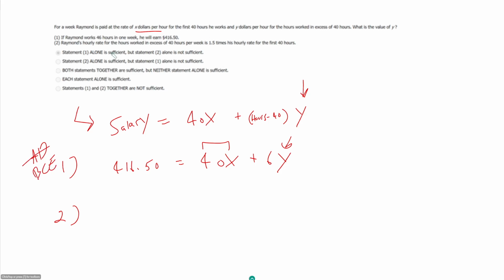Insufficient. Statement 2: Raymond's hourly rate for the hours worked in excess of 40 hours per week is 1.5 times his hourly rate for the first 40 hours. So let's just translate this word by word. Raymond's hourly rate for the hours worked in excess of 40 hours per week, so we're talking about his hourly rate for the excess. So that is Y. And Y is equal to 1.5 times his hourly rate for the first 40 hours. So that is X. So this is just saying Y is equal to 1.5X.